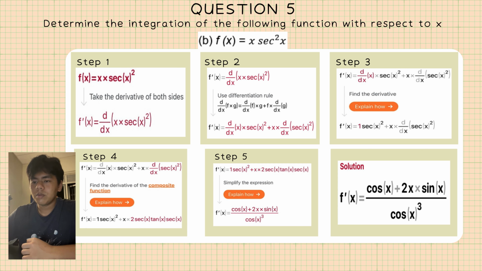Step 5, simplify the expression. F prime x equals cos x plus 2x times sin x over cos x power of 3. For the solution, f prime x equals cos x plus 2x times sin x over cos x power of 3.